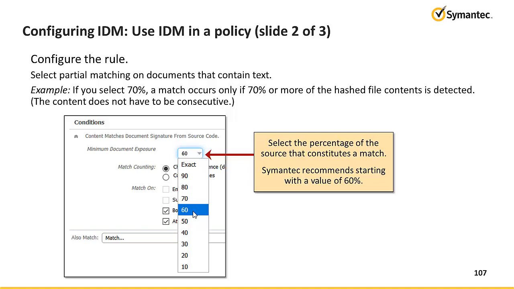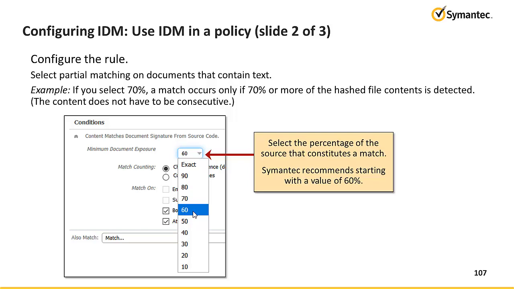Starting with a rate of 60% should give you enough information to determine whether to go higher or lower without generating excessive false positives. Note also that when the system cannot index the content of a document, an image file for instance, it indexes the document as an exact match only. Additionally, during detection, it overrides the minimum document exposure setting for that particular document and detects only exact matches.